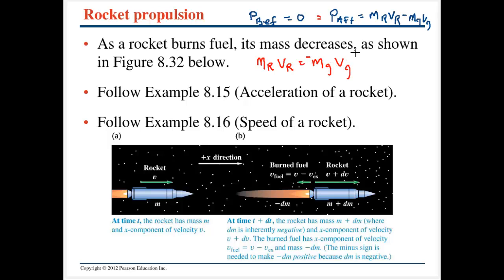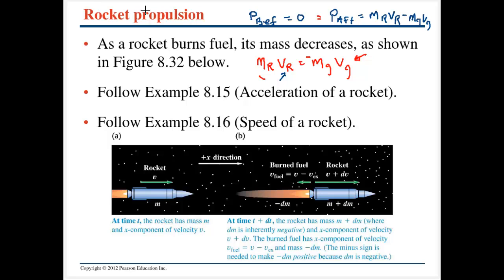I forgot my negative sign here. The negative sign means that they're going in opposite directions, and obviously gas doesn't weigh a whole awful lot, so it must be traveling at a very, very large velocity in order to propel this very massive rocket, which is pushed off in the opposite direction at a much smaller velocity than the velocity of the gas.